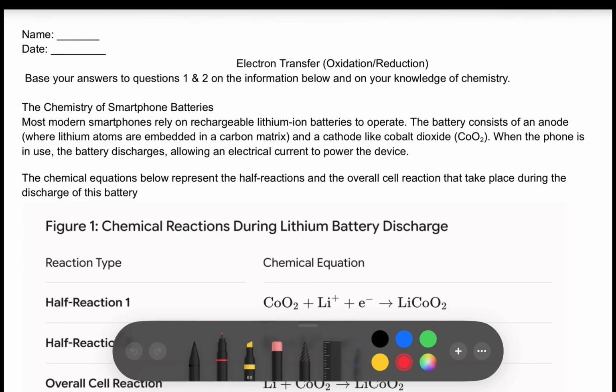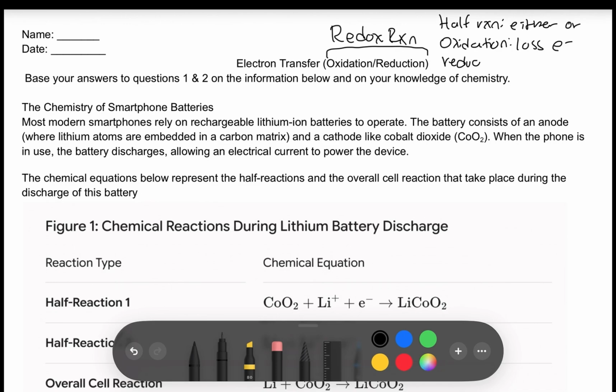Today we're going to do a chemistry Regents review on electron transfer, specifically oxidation and reduction. Firstly, oxidation and reduction are two things that are necessary for something called a redox reaction. Now, there is also something called a half reaction, or a half redox reaction, which involves either oxidation or reduction. Now, oxidation involves the loss of electrons, and reduction involves the gain of electrons.